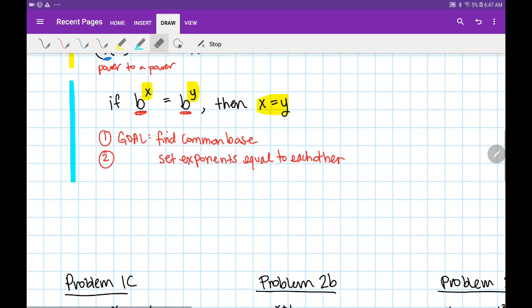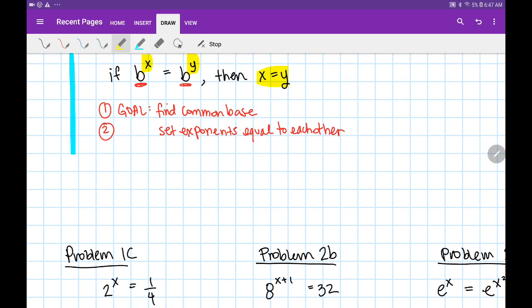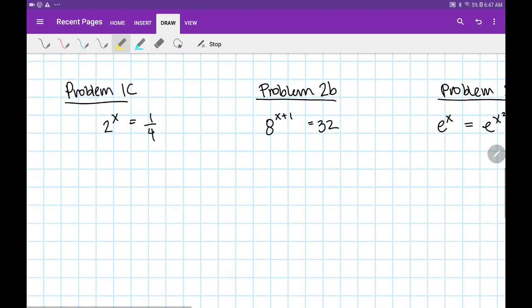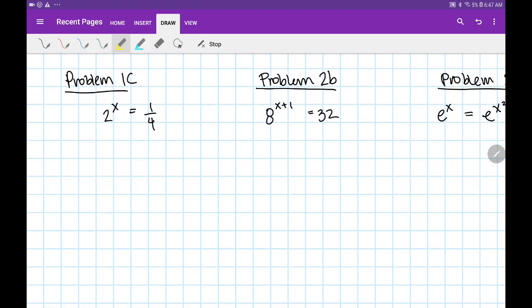So the goal then for all of our problems is first to find a common base. And once we do that, we'll set the exponents equal. So let's go ahead and look at our problems. Problem number 1. So here's the bases that I'm looking at. Right now I have a 2, and I'm interested in this 4 here. So between 2 and 4, both can be rewritten as powers of 2. 2 is just 2 to the 1, and 4 is 2 squared.